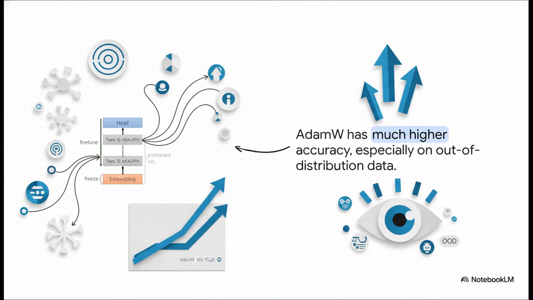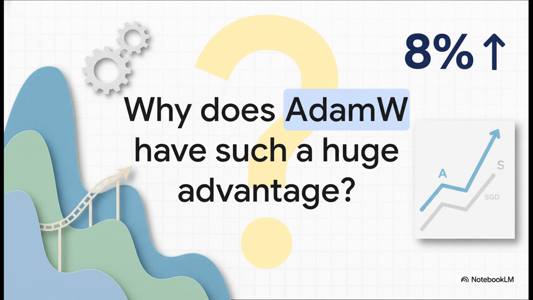And look at the accuracy on data it's never seen before, what we call out of distribution. AdamW is a full 8.1% better than SGD. In the world of AI, an 8.1% gap isn't just a gap, it's a canyon. It's a massive difference, right? An 8% advantage is the kind of thing that makes everyone in the field stop and ask, whoa, what is going on here?